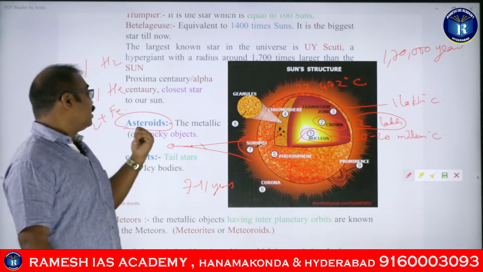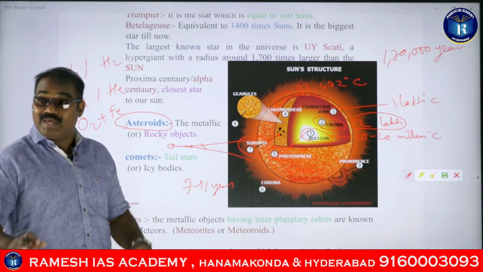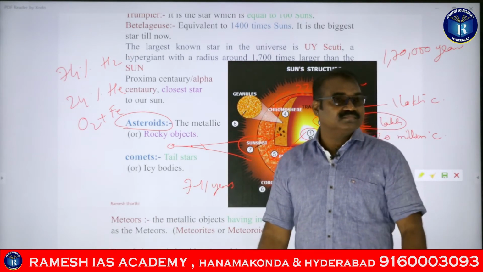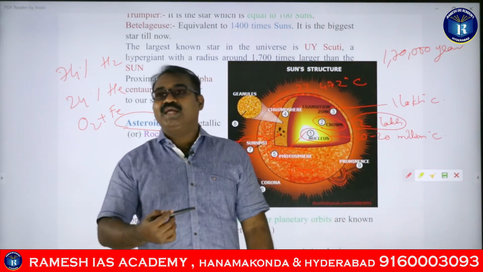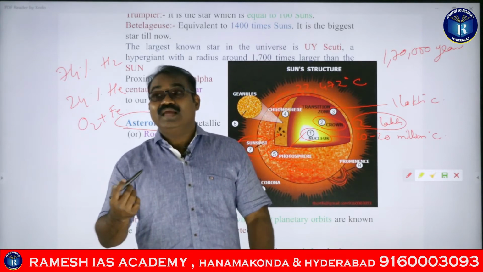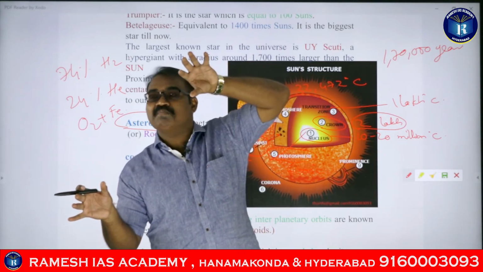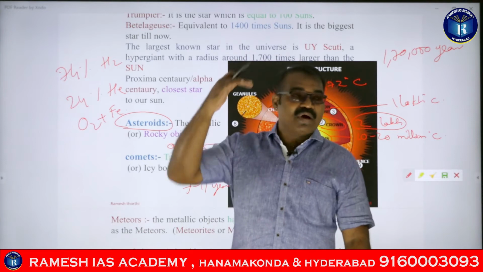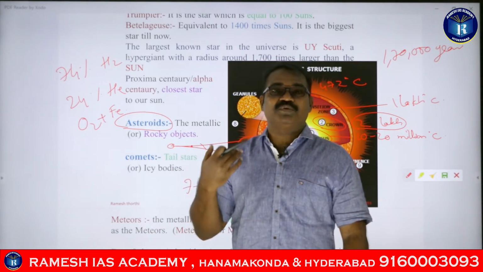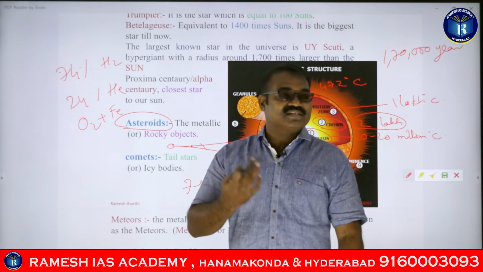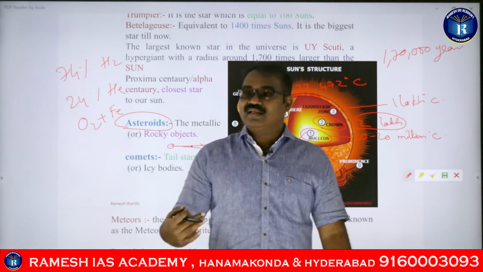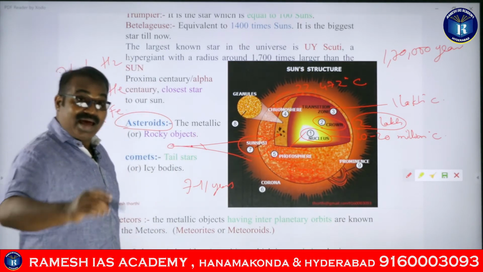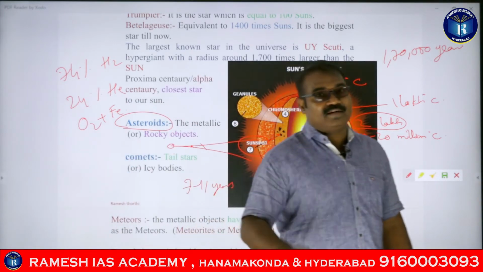Okay, asteroids are the rocky or metallic objects with varying shapes and sizes, and they are present in billions of numbers, rotating in between Mars and Jupiter, guys. So, in between Mars and Jupiter, billions of rocky and metallic objects are revolving around the Sun in the form of a belt, and that is called the asteroidal belt. The asteroids are also called the pioneer planets, guys.